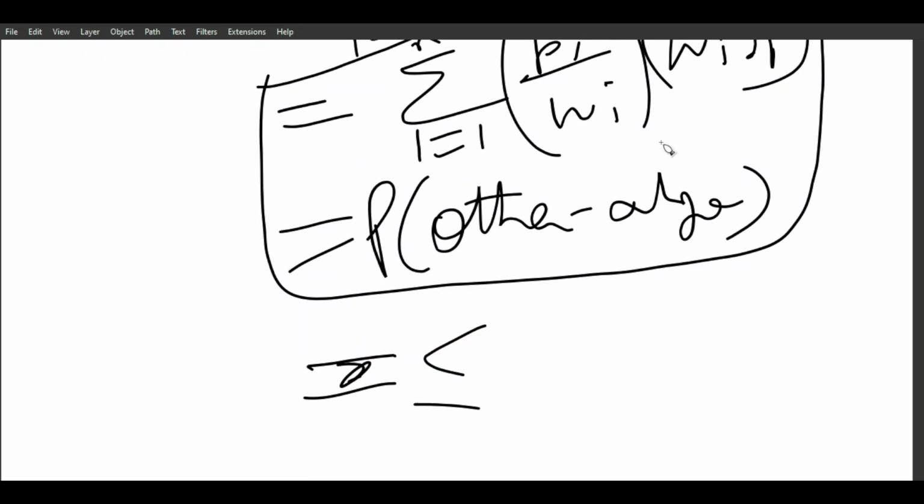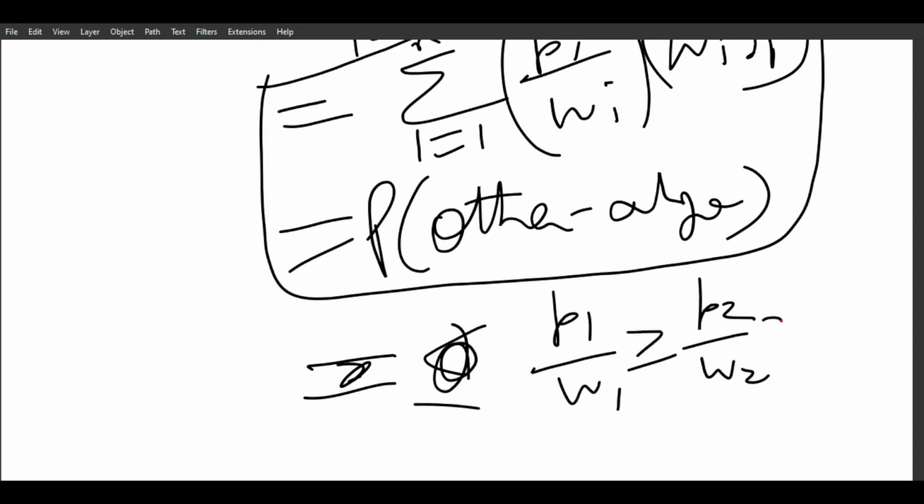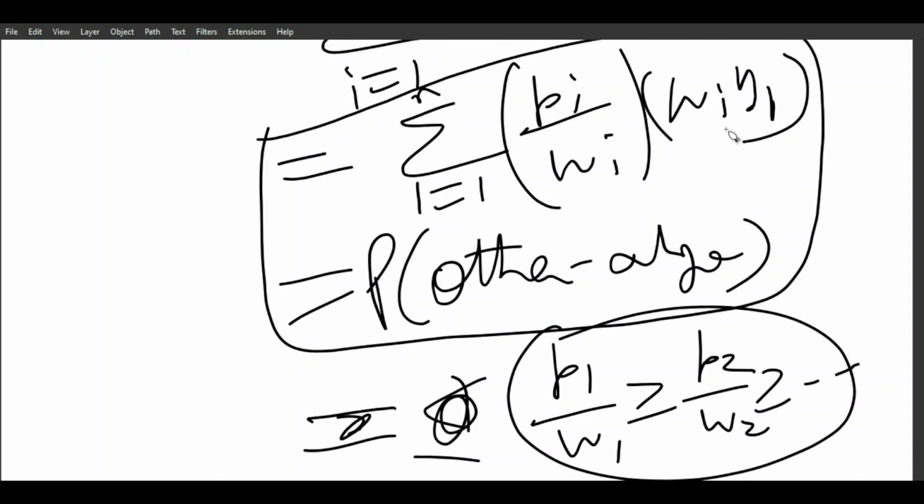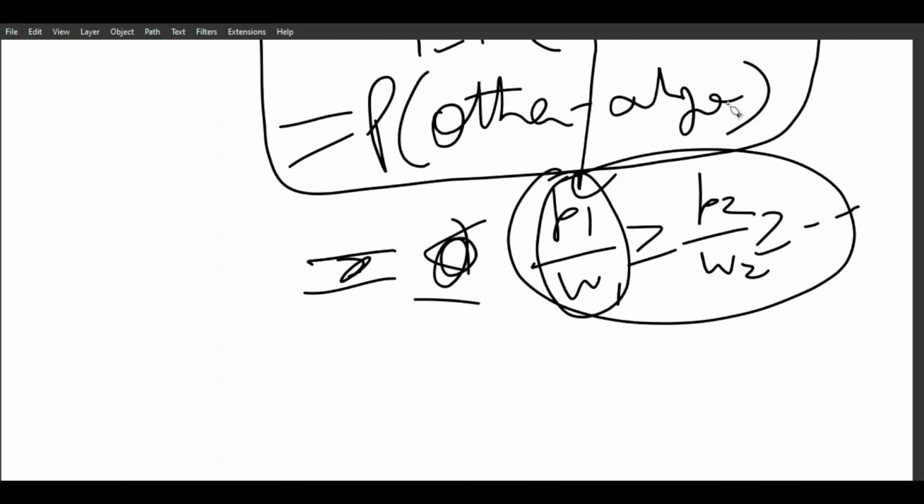Here we have seen our observation that P1 by W1 is greater than or equal to P2 by W2, and so on. This inequality holds. So the next simplification we do is replace each Pi by Wi with P1 by W1. Since P1 by W1 has the maximum value, this quantity is less than or equal to the one where we change it to only P1 by W1. So we get this inequality.